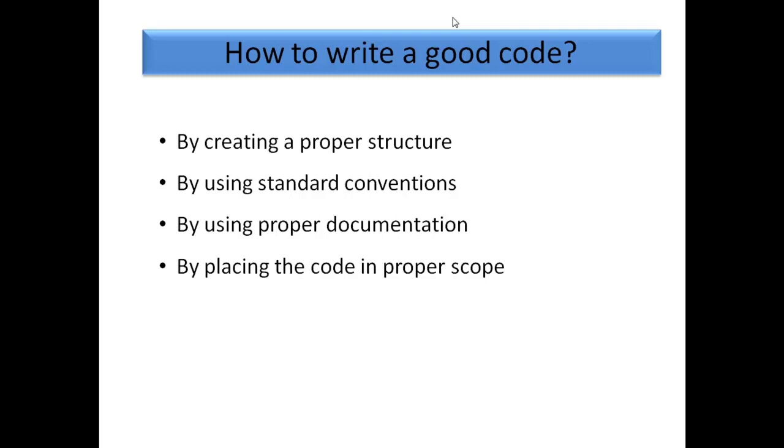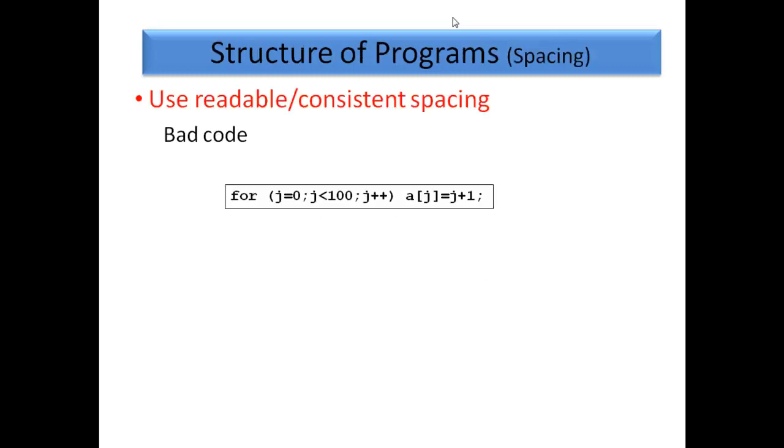It's not that only the entire product has to be given a software manual, but every program that we are writing inside the software has to come with proper documentation. And the last important thing is placing the code in proper scope, otherwise it may lead to disastrous results. Let's see a few key points on how to structure the code.